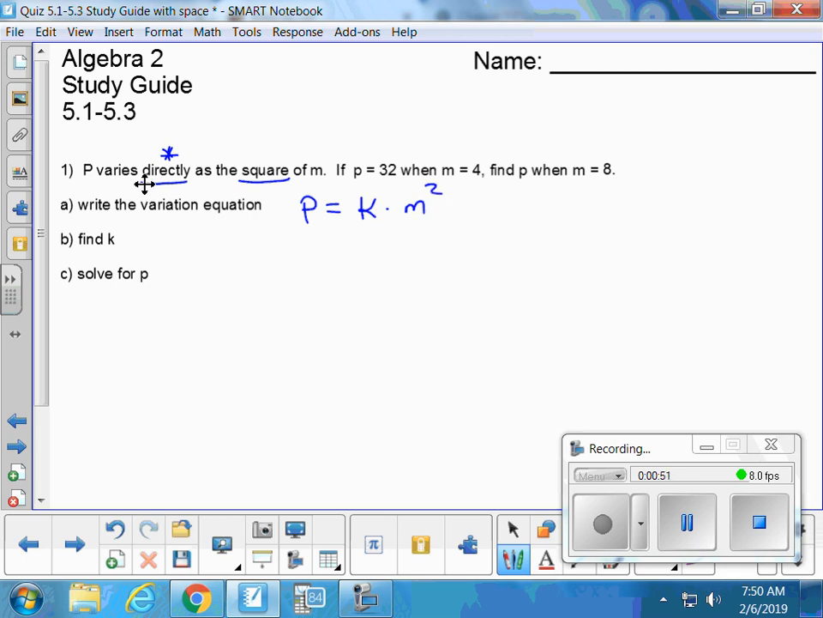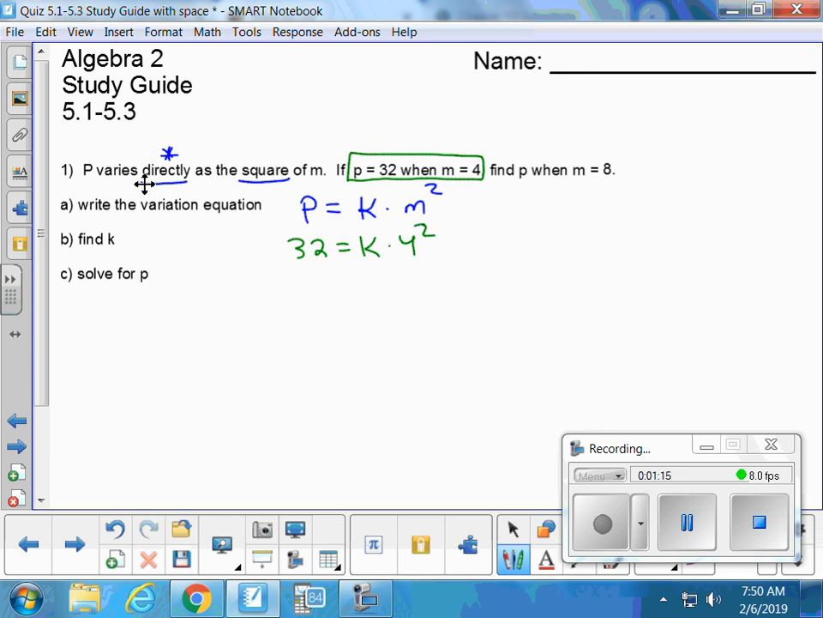I kind of walk you through the steps by doing step A, step B, step C. You know what I mean? So step A is write your variation equation. Step B, this is what I would always call the green step. Continue reading. You'll come to the next two numbers that normally go with one another. P equals 32 and M equals 4. So you put those numbers in, and then we're just going to solve.